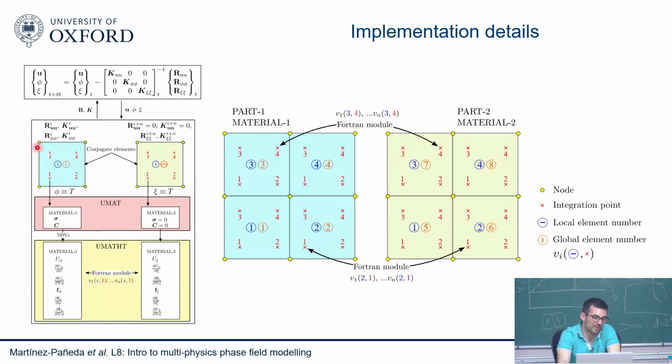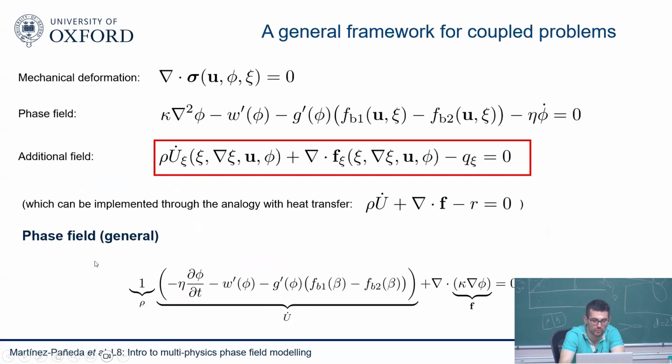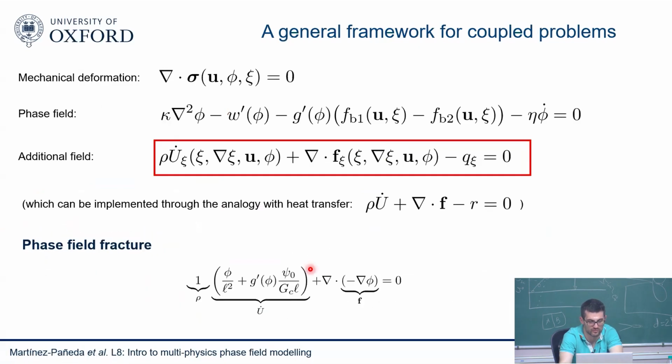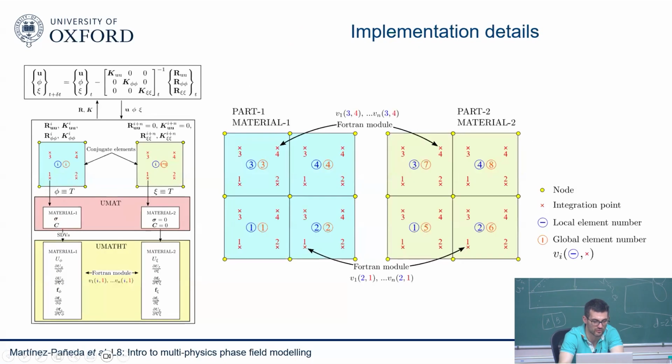And in material 1, for example, you could choose the first part to solve for displacement and phase field, for example. So you could solve for stresses and concentration. In material 1, you define your mechanical problem, so that would be stress and material Jacobian. And then in the UMAT HT, with the analogy that I showed you before, you will solve, for example, for, let's say, phase field fracture. You will solve the problem for phase field fracture.